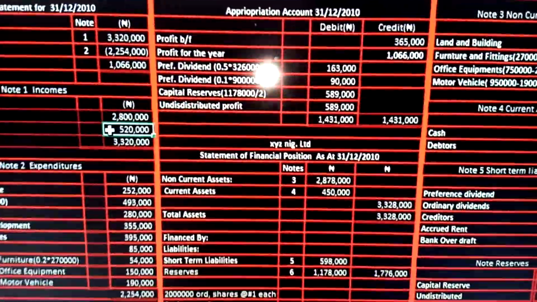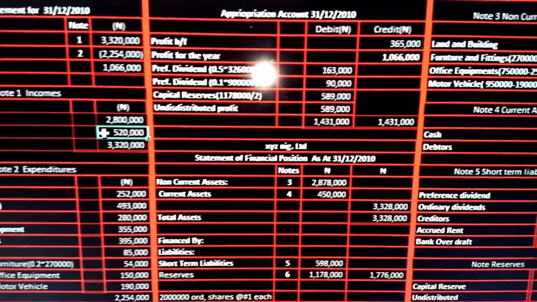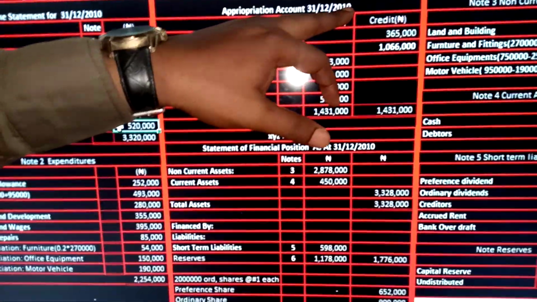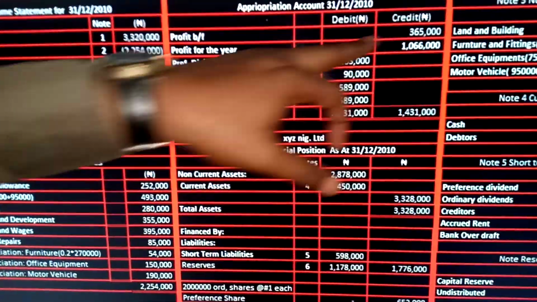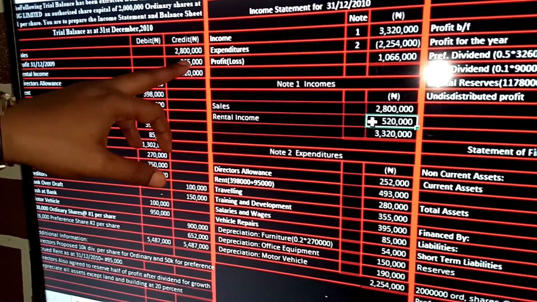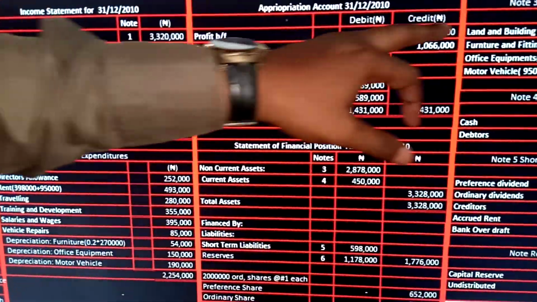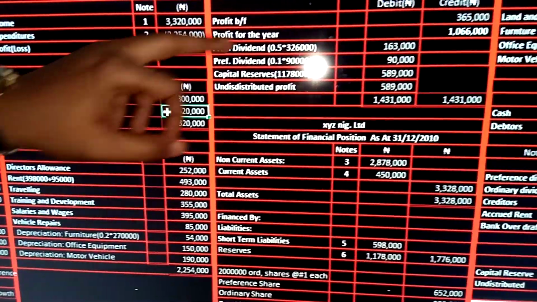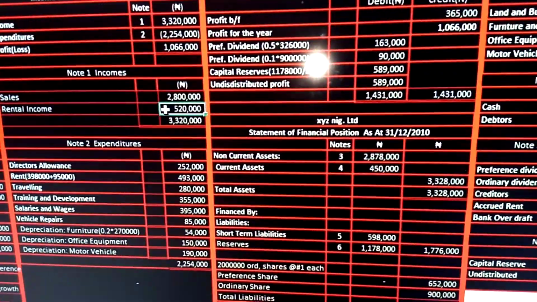We have made the profit. So how do we share it based on what directors have approved? So we have the appropriation account for 2010. Profit brought forward, 365,000. Look at it in the question. That is the profit they made at the end of 2009. That's what you have here. Profit for the year, 2010, 1,066,000. Okay. Now, how did we share it?